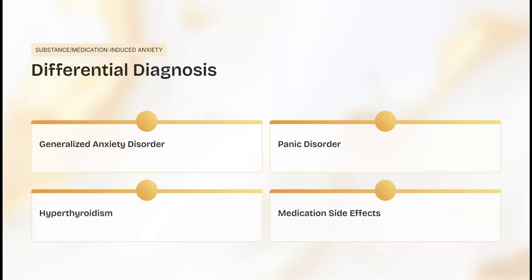Of course, hyperthyroidism, that can produce anxiety. Hyperthyroidism can produce anxiety, palpitations, heat intolerance, similar to that of anxiety disorders. So thyroid function tests are important to differentiate between hyperthyroidism and anxiety. And then some medication side effects. Many non-psych meds can cause anxiety as a side effect, so make sure you're doing a very good medication review.